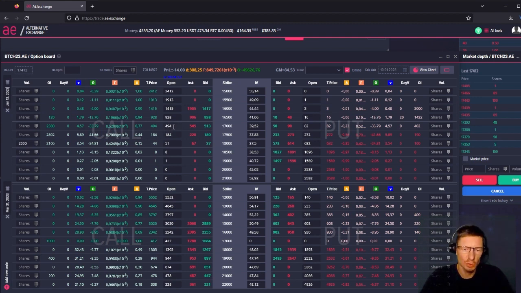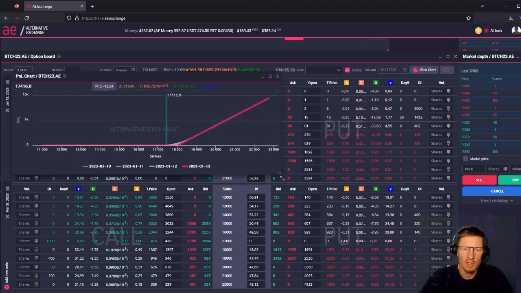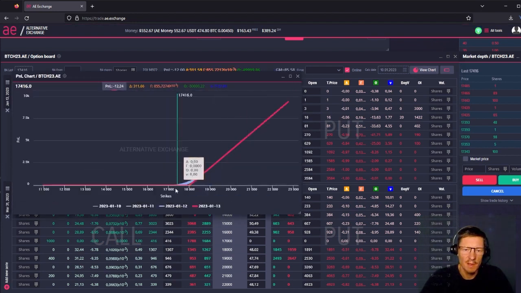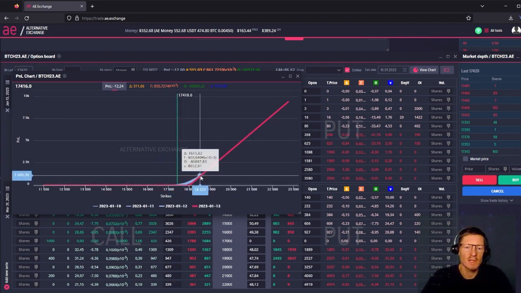Rule number 3. Choose only cheap options, those that can aggressively rise in price. If we buy 2,000 of these options for $100, what do we get? Give me a second. Look at the chart. If the price goes up by almost $1,000, we get $1,000 in profit, specifically $900. So we need to seize the moment, buy cheap options.